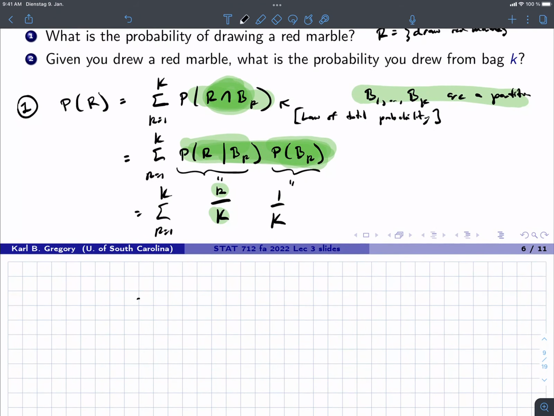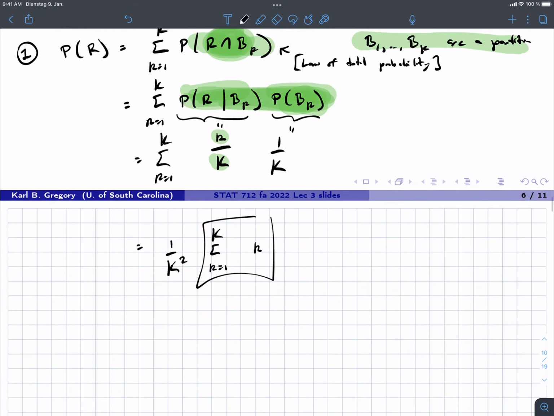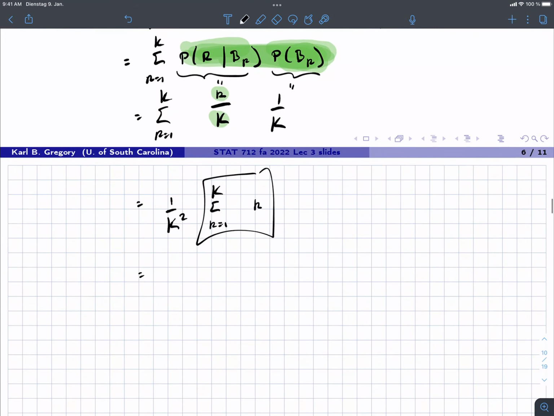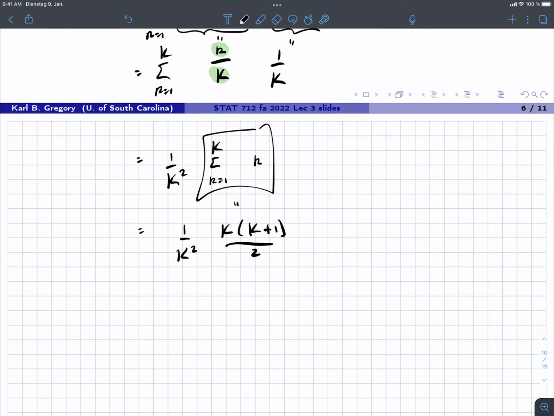And so now I just need to take the sum. I have K squared outside, and then the sum over little k going from 1 up to K of little k. Here it's helpful to know the sum of the first so many integers. It's K times K plus 1 over 2. That's what you get from that sum. And so we get K plus 1 over 2K. Okay.